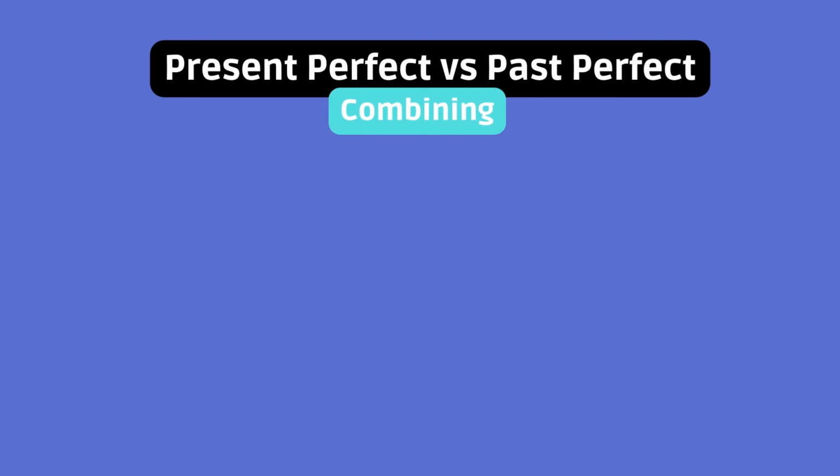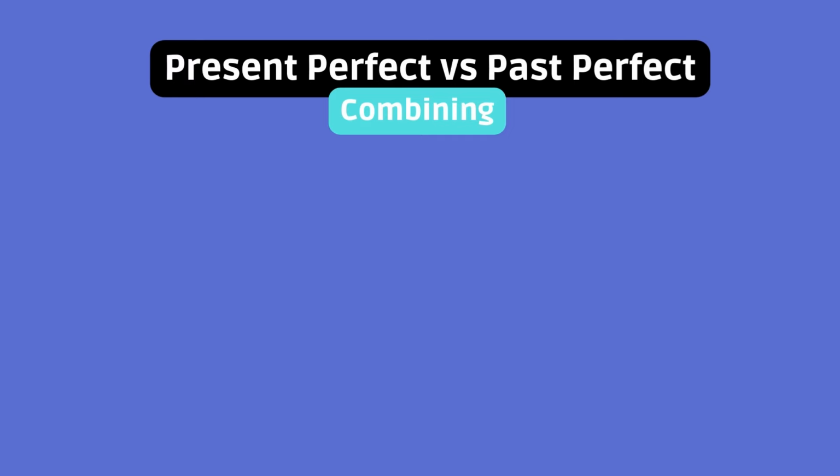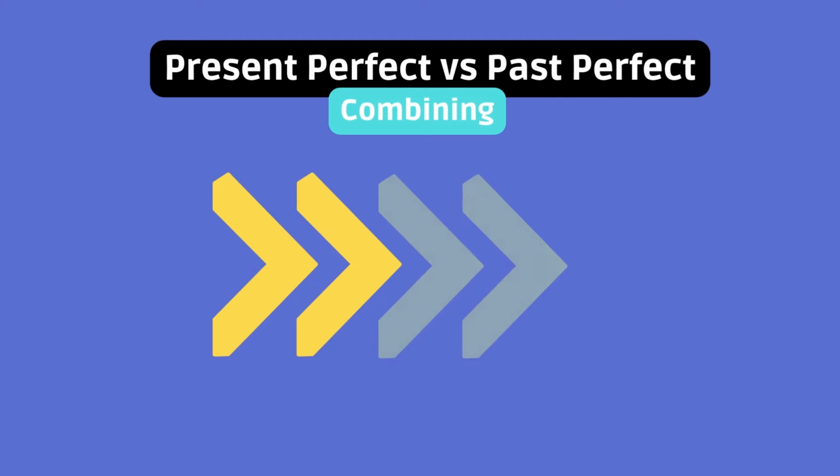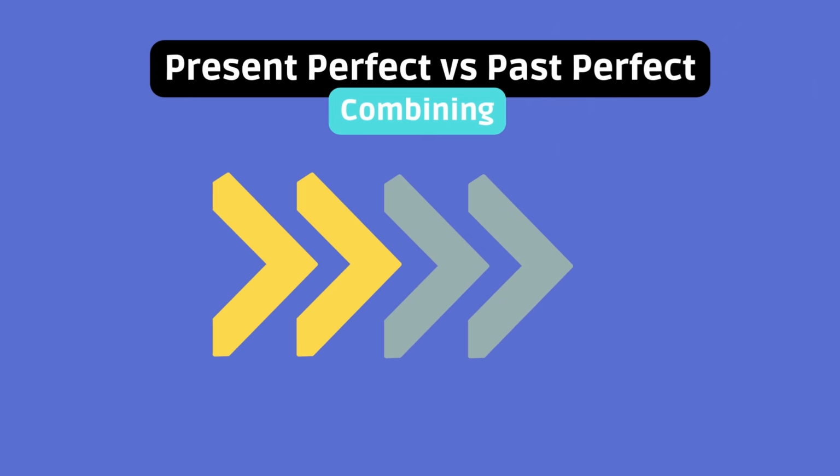Combining. The present perfect and past perfect tenses can be used together to express two actions in the past, one happening first and a second one with an impact on the present. It's a great way to present a layered timeline and a clear transition from past to present when reporting events. Here's how they can be combined in complex sentences.